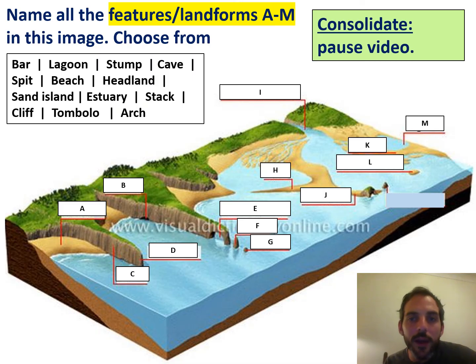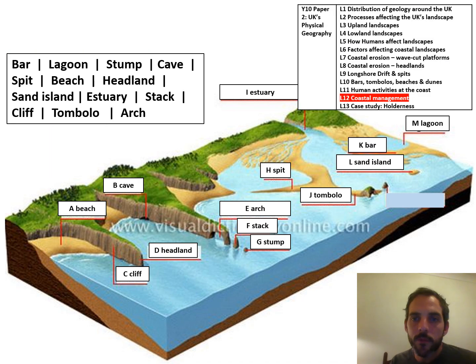As a consolidate to finish the lesson, I would like you to write the letters A to M down your page or on your document, and I would like you to study the diagram and see if you can work out what the features or landforms are. And I'd like you to use the ones from this box only. Pause the video now. And the answers are here.